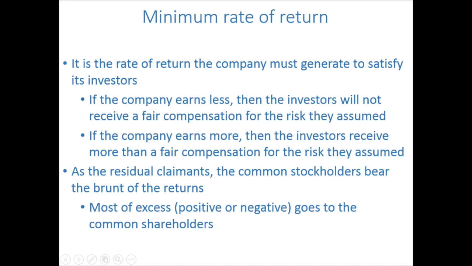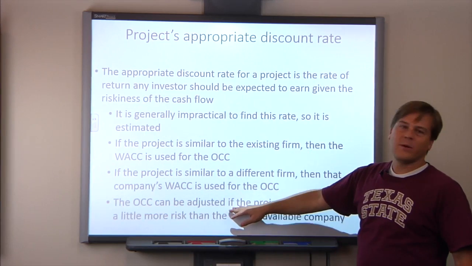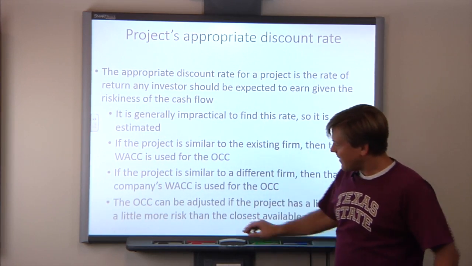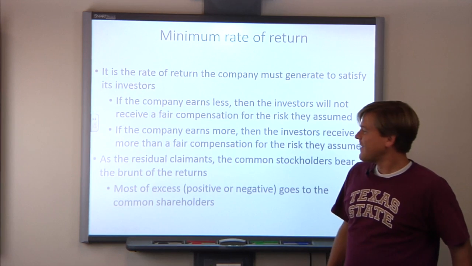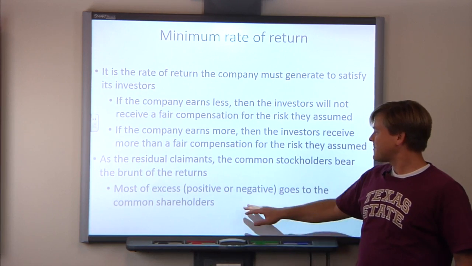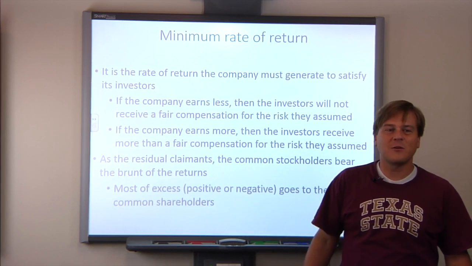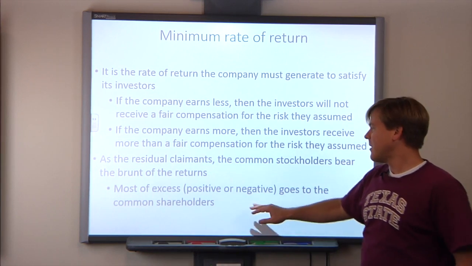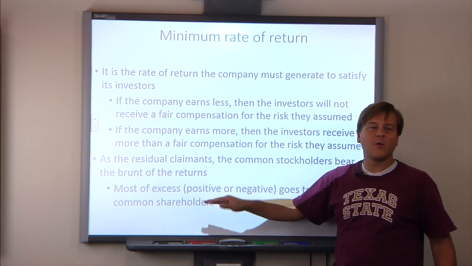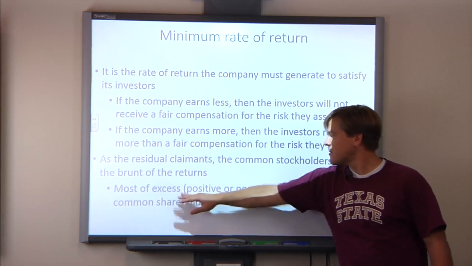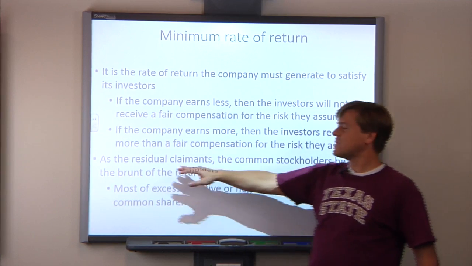As residual claimants, the common stockholders are going to bear the brunt of most of these extra returns. If you miss by $10,000, then that's probably $10,000 less that the common shareholders are going to be able to get. If you go over that and you make an extra $30,000 more than what you're expecting, that money is going to get shared for the common shareholders. They're the ones that get the excess returns. They're the residual claimants.